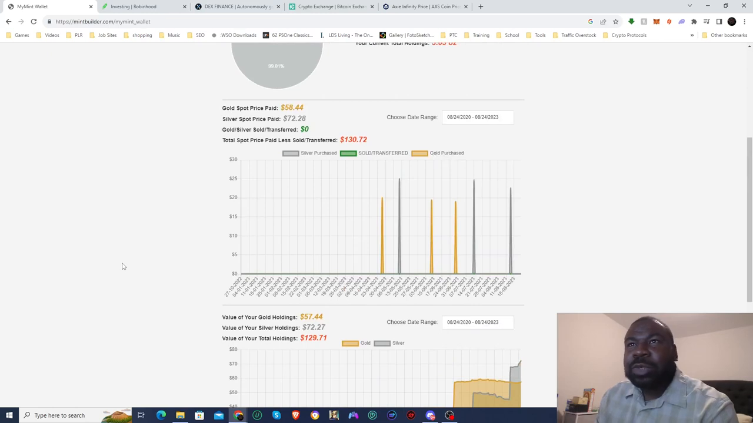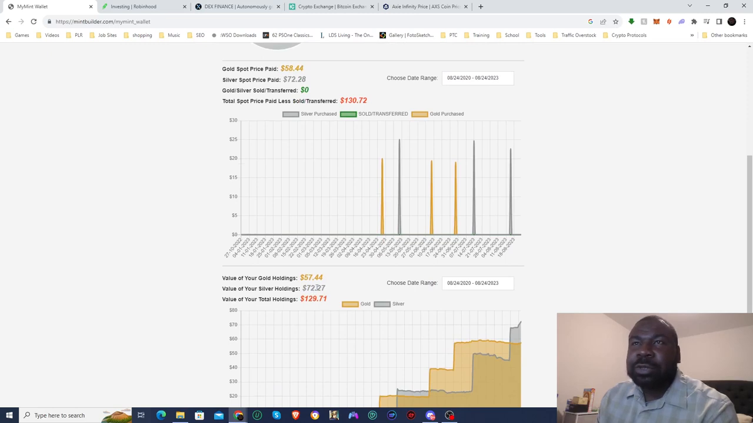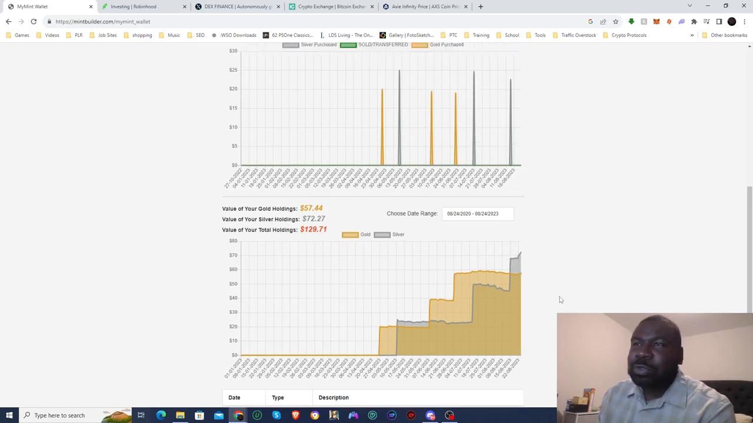$129.71. So we can see for the first time it's actually gold that is down, not by much, only by a dollar. It's down by a dollar exactly. And then silver is only down by 1 cent. So if we take a look at the chart, silver just went nuts over the past week. When we made our last purchase in silver, we were at $67.74, and then it jumped way up to $72.27.